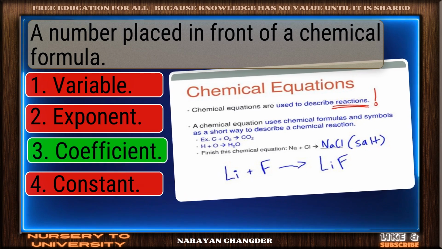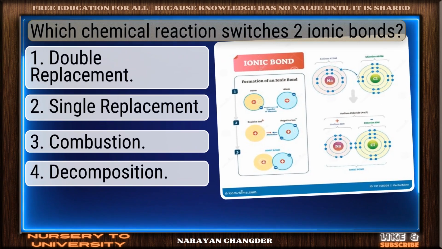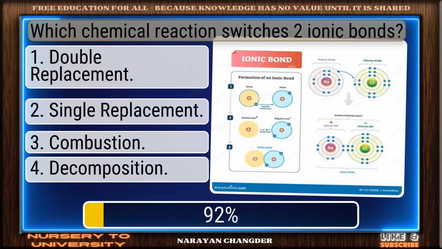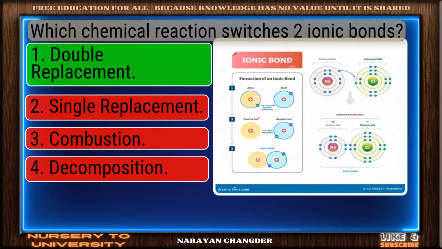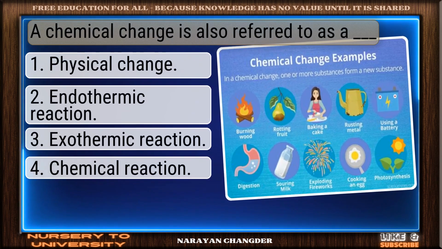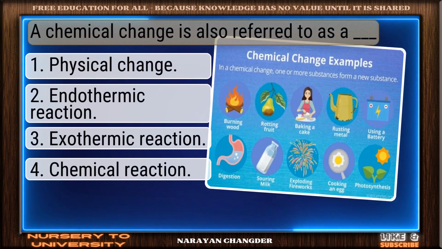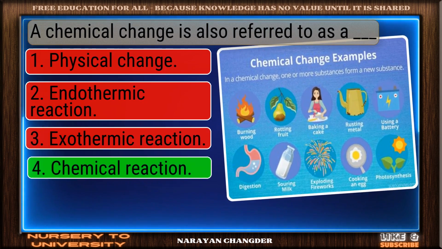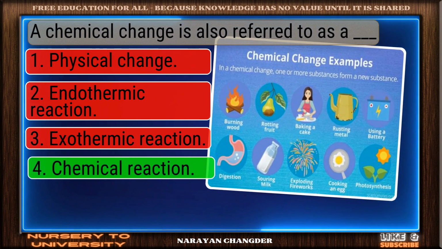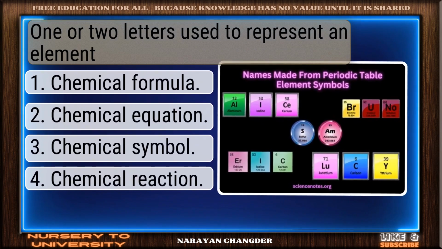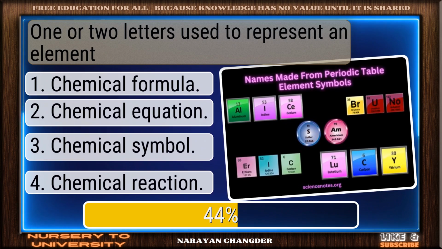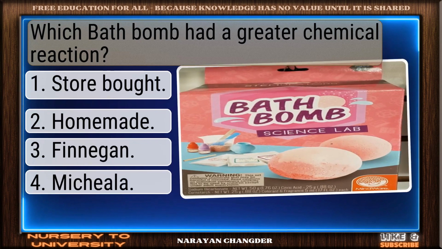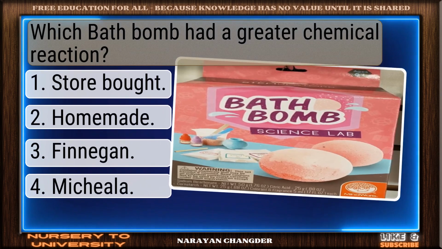A number placed in front of a chemical formula. Keep it up. Coefficient. Which chemical reaction switches two ionic bonds? Solid response. Double replacement. A chemical change is also referred to as a ___. Well expressed. Chemical reaction. One or two letters used to represent an element. Correct response. Chemical symbol.